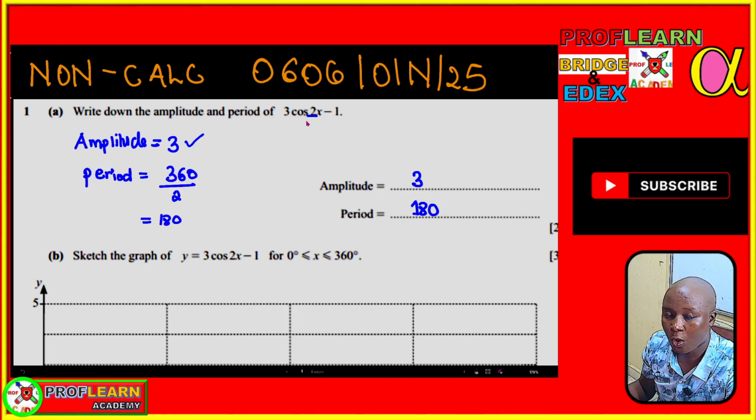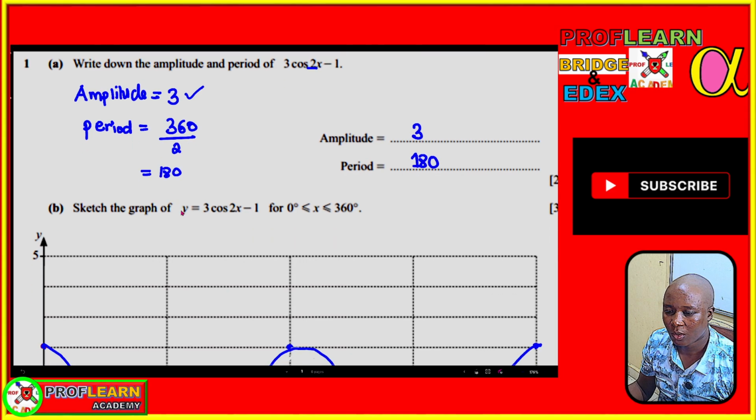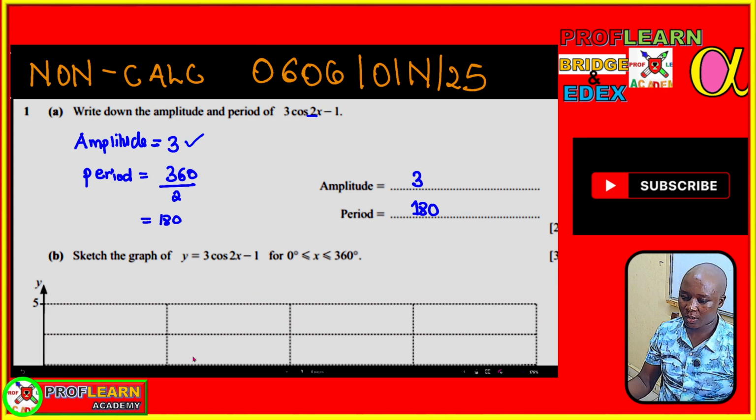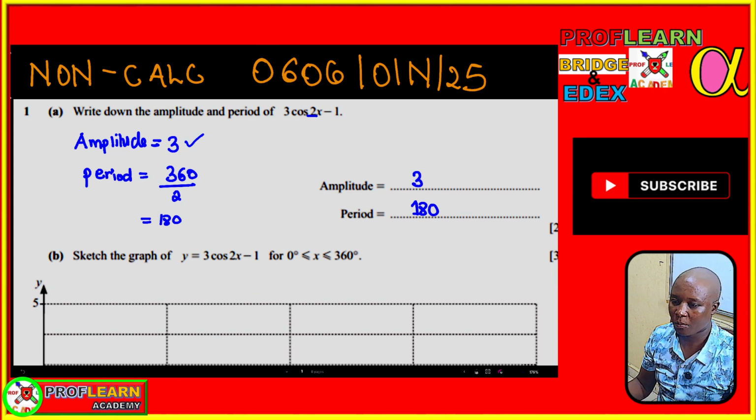There will be 2 complete cycles in 360, because a cosine wave makes a complete cycle in 360 degrees. But when you have 2 here, it means 2 complete waves are going to fit into 360. So in order to get the period, it will be 360 divided by 2, and that is going to be 180. So that is the period, and that is our amplitude that we have there.